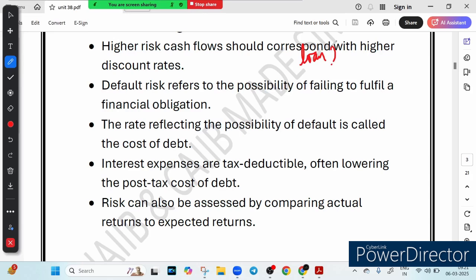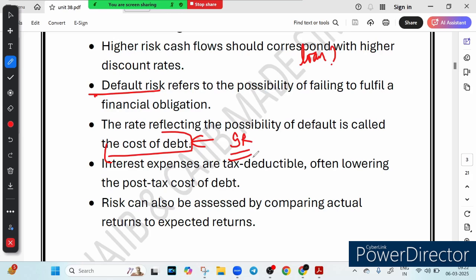Then you know about this default risk, the chance of not being able to repay. The higher the risk of default, the more interest a lender will charge. So if there is a higher risk of default, what will happen? The more interest rate a lender will charge, right? So this interest rate is called the cost of debt. What is the meaning of cost of debt? This interest rate is called the cost of debt, right? So this is the point.